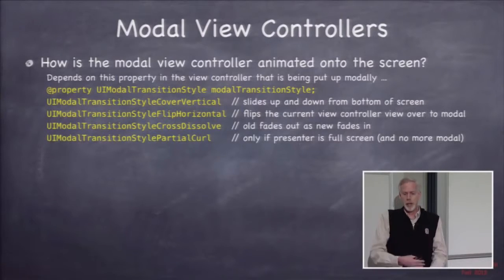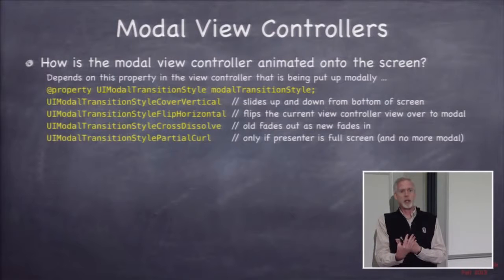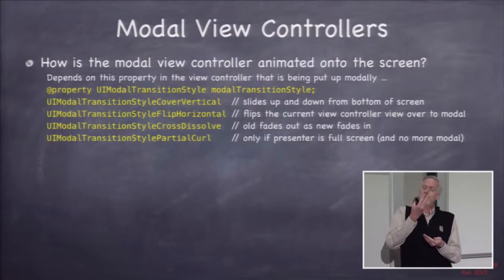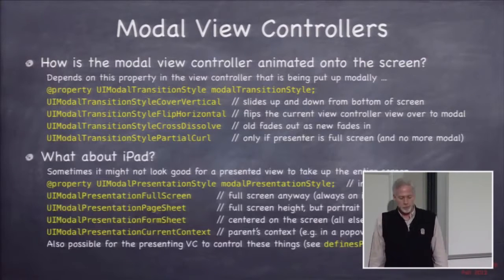Okay, normally a modal thing comes up, and the one behind it gets completely covered, so it gets viewDidDisappear. Because it was completely obscured by the modal one. But with the curl, not so much. So be careful with curl.